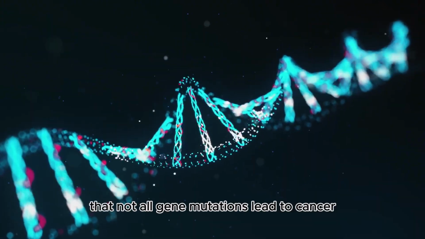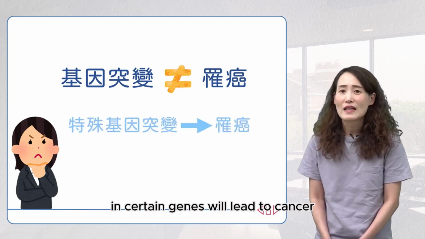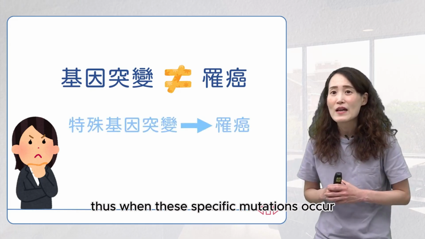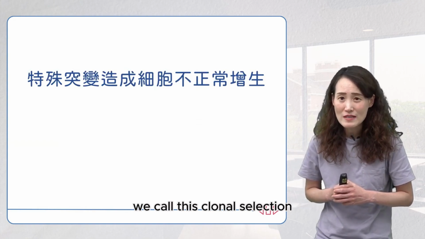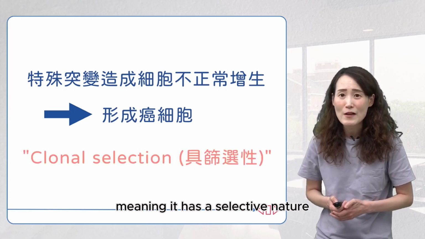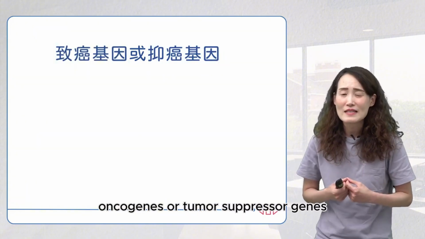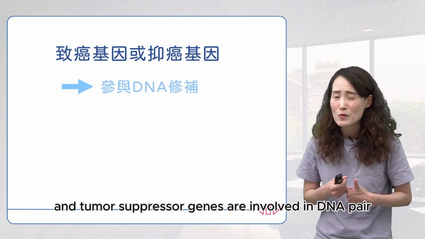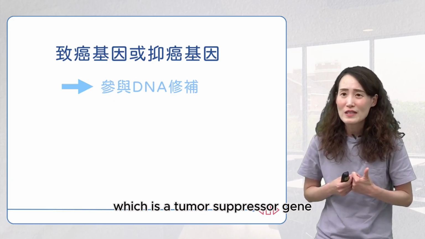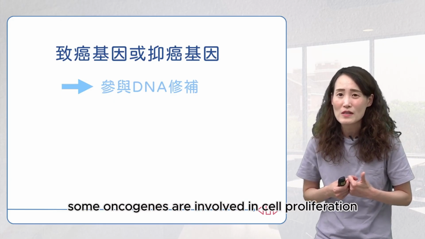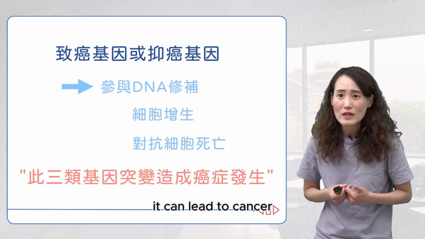It's important to understand that not all gene mutations lead to cancer. Only specific mutations in certain genes will lead to cancer. Thus, when these specific mutations occur, it leads to abnormal cell proliferation and the formation of cancer cells. We call this clonal selection, meaning it has a selective nature. Which genes are mutated to cause cancer? We just mentioned some: oncogenes or tumor suppressor genes. Oncogenes and tumor suppressor genes are involved in DNA repair within the cell, just like the mutator gene mentioned earlier, which is a tumor suppressor gene. Some oncogenes are involved in cell proliferation or in resisting cell death. When these three types of genes mutate, it can lead to cancer.